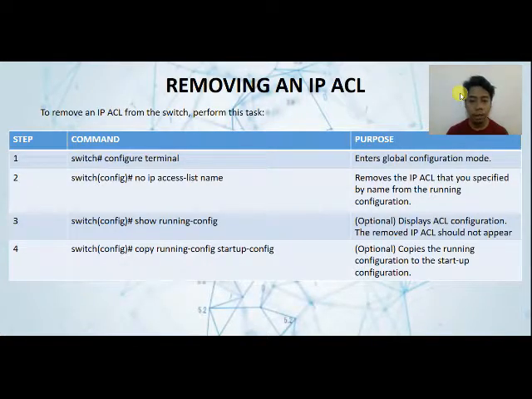The third step would be show running-config. The purpose of this command is optional, and it is only to display ACL configurations, so that we can confirm that we have removed the IP ACL that should not appear.